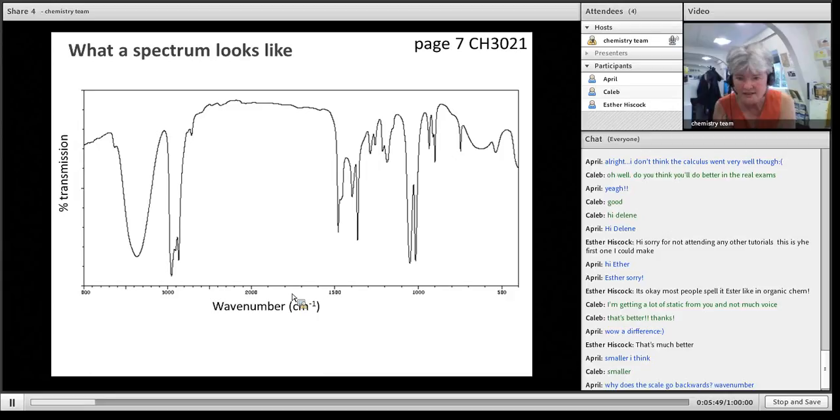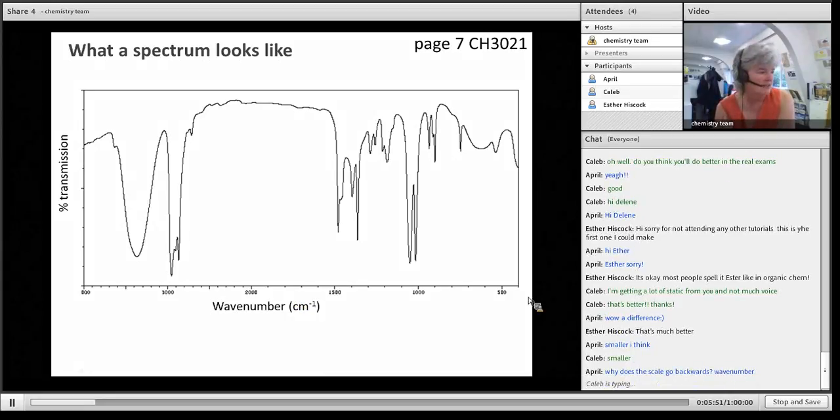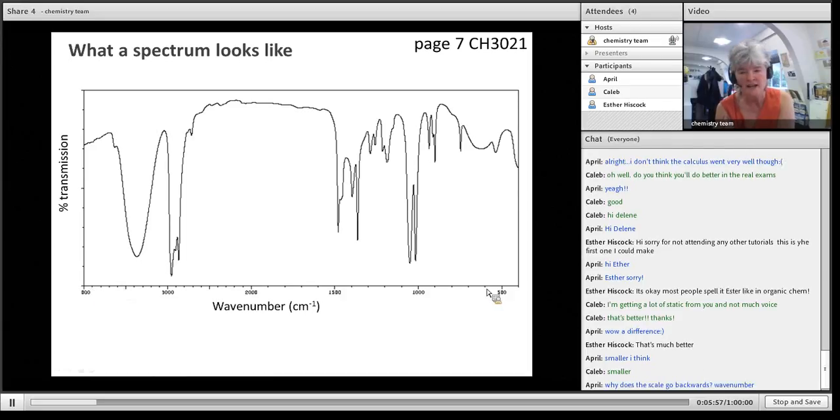So why does the scale... Yeah, actually good question, April, because I suppose you sort of think that we're reading from left to right normally. I suppose in a way it's because this is going to be the smaller the number, the longer the wavelength.